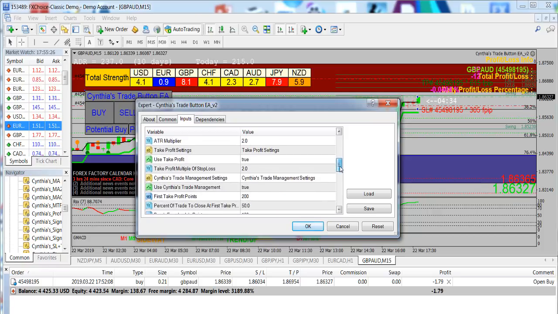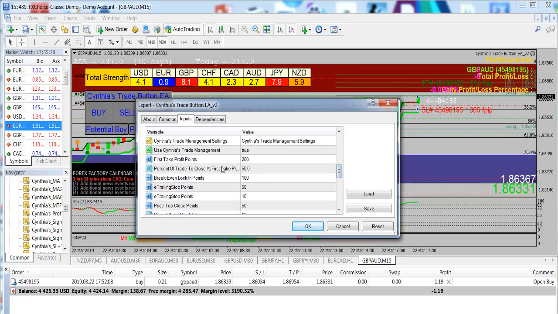So if we take a look at the trade management settings, the first take profit points is 200 points, which is actually 20 pips. And so if price goes up in our favor 20 pips, and remember our target is 60 pips, so 20 pips is not quite halfway to our target. But if price moves up and goes 20 pips in our favor, at that point it's going to take 50% of your trade and lock it in and book 50% of your trade as gain.